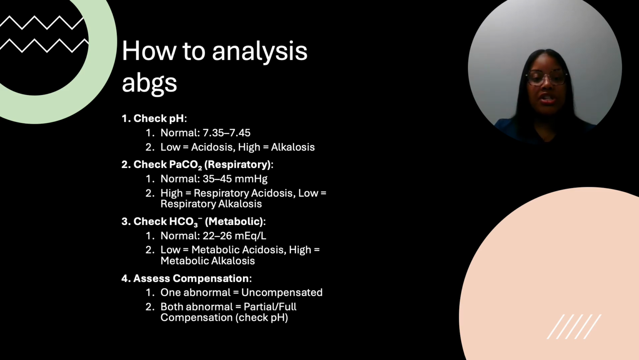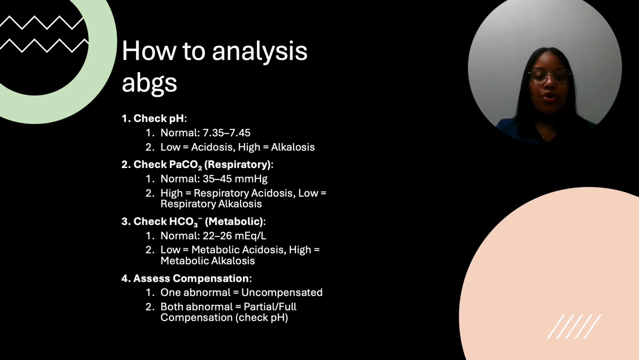So then you want to check the PaCO2. So this is your respiratory, right? This is our carbon dioxide. So normal levels is going to be 35 to 45. If it is high, the patient will be experiencing respiratory acidosis. If it is low, the patient will be experiencing respiratory alkalosis.